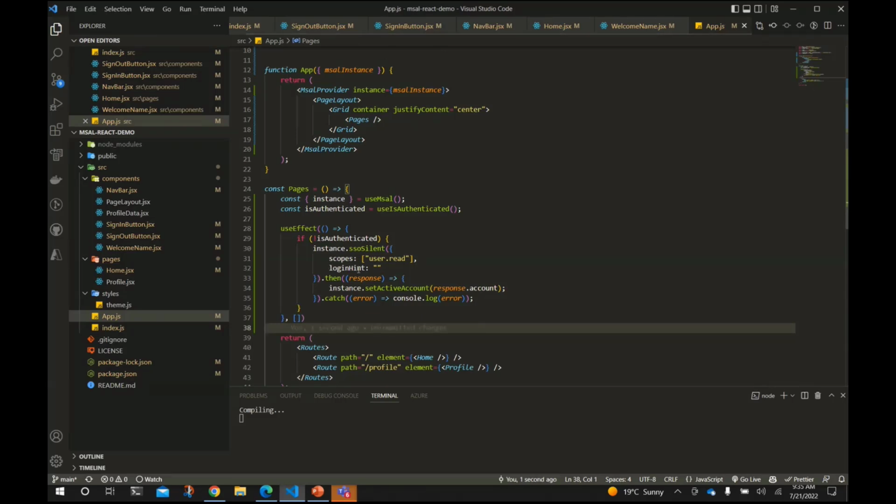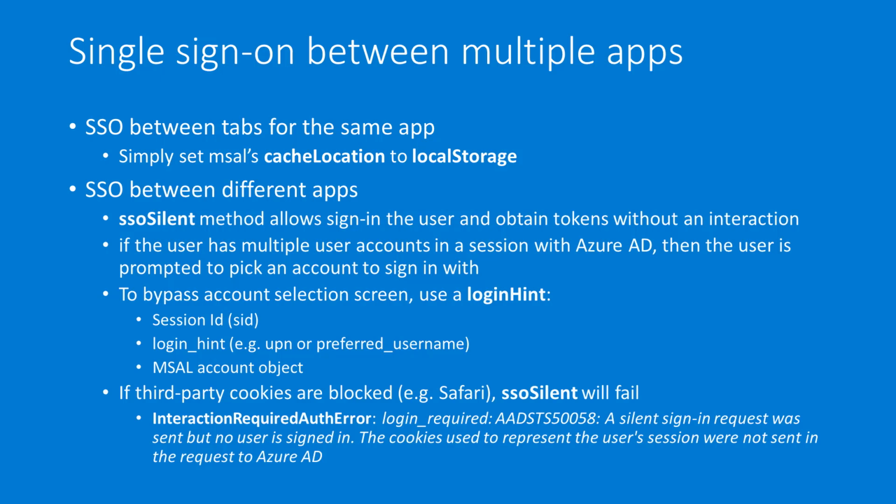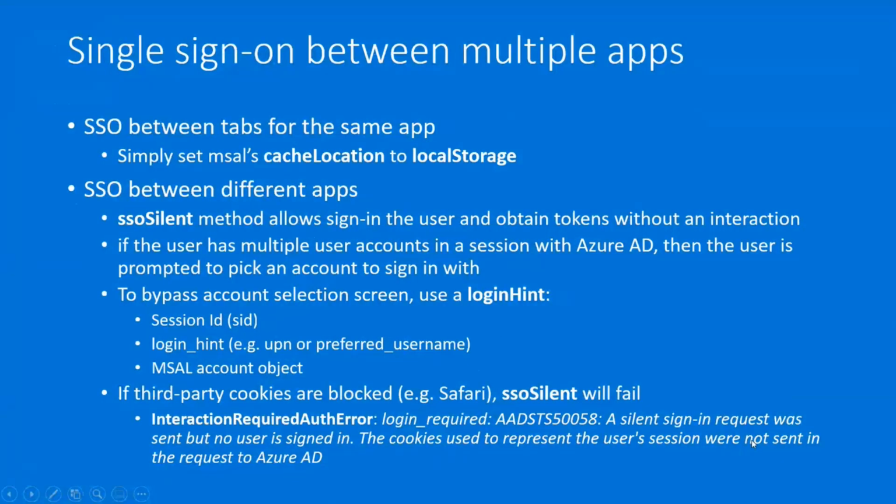we have some caveats to discuss when we are talking about this API. I'll go back to my slides here. So if you want to enable single sign-on between multiple apps, well, one approach is that you can have SSO between tabs for the same app instance, if you simply set MSAL's cache location to local storage. We will do that in a moment. But more likely you're interested in this case, SSO between different applications. So the SSO silent method will allow you to sign in the user and obtain tokens without an interaction.